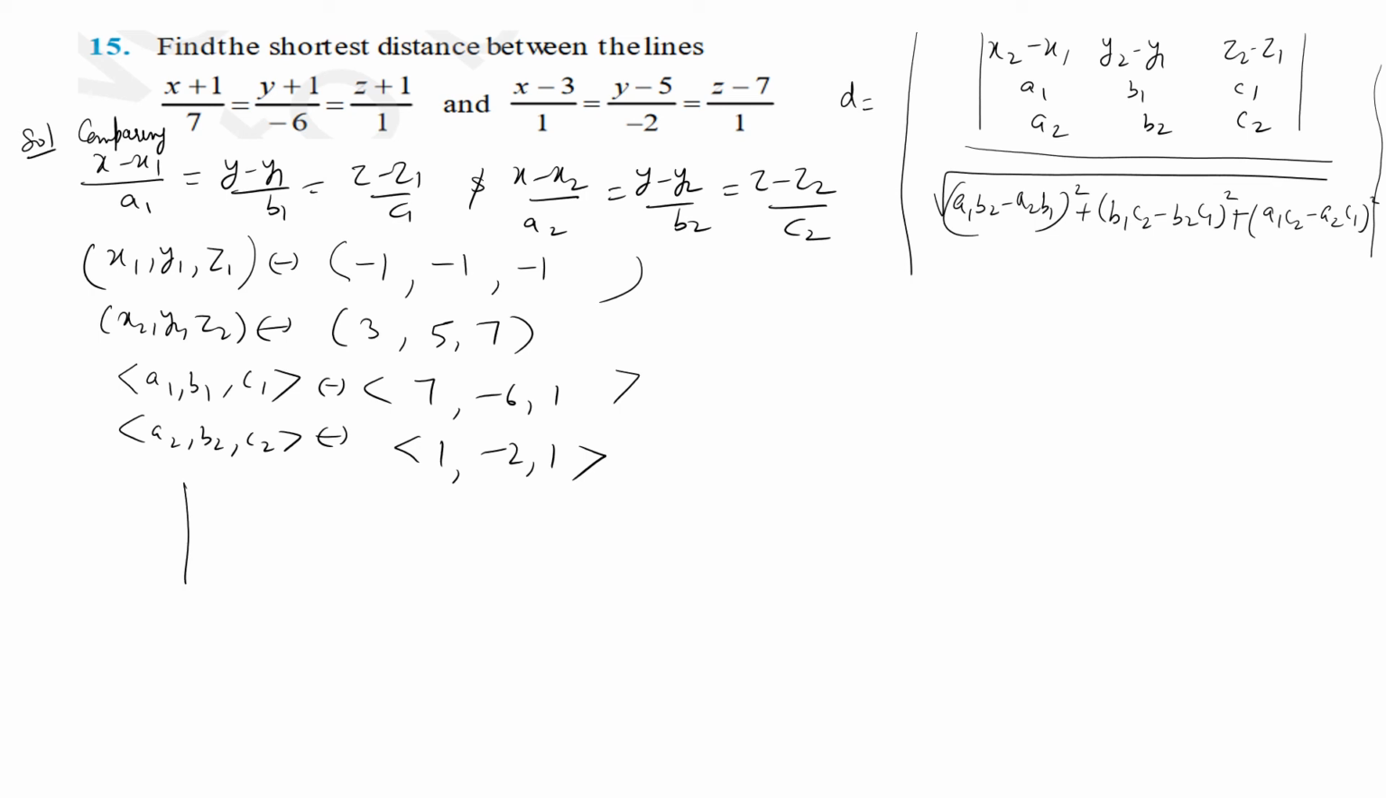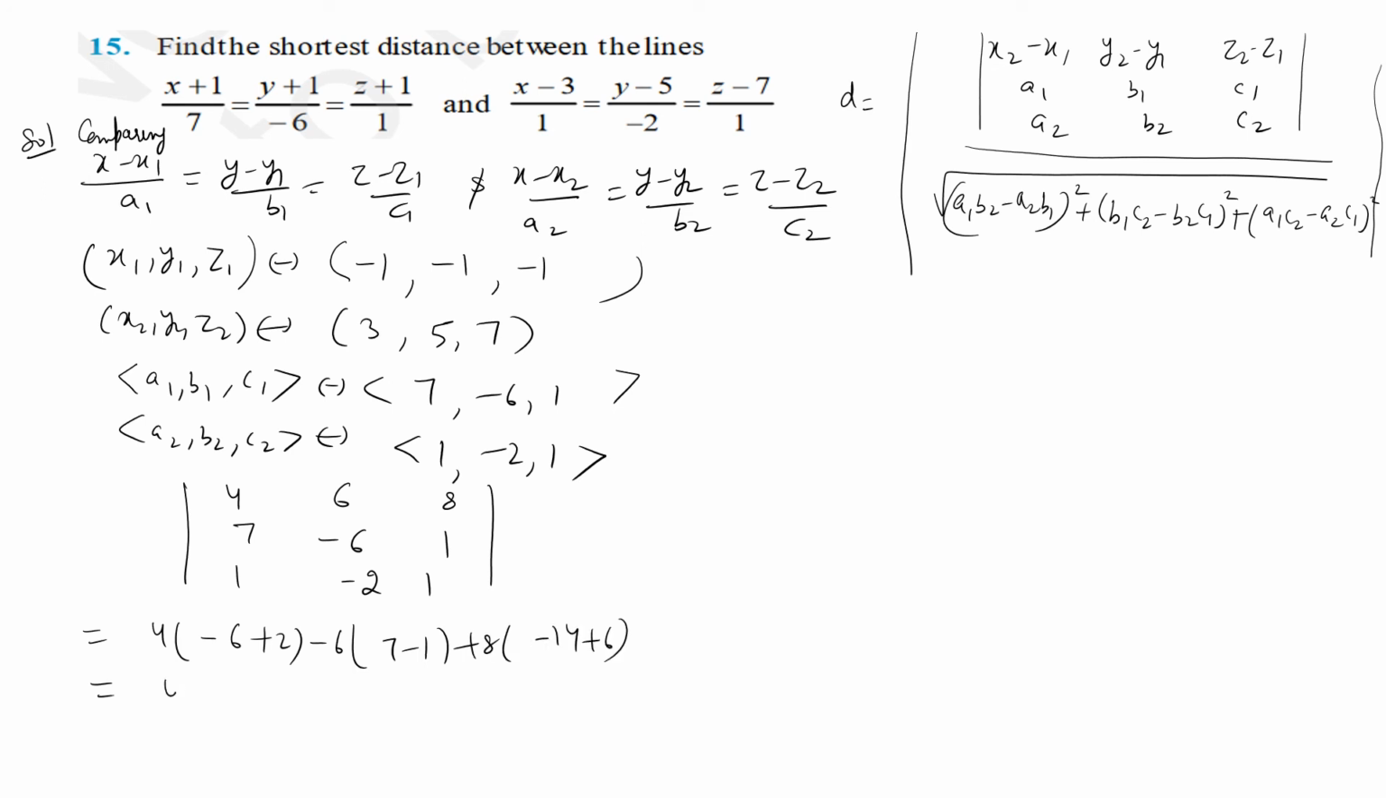So the determinant is your x2 minus x1. Let us put it directly, as the formula is written here, x2 minus x1. So this is 4. This is 5 plus 1, that is 6. 7 plus 1 is 8. Then a1 b1 c1 is 7, minus 6, 1, and 1, minus 2, 1. This is minus 6 plus 2 is minus 4, 7 minus 1 is 6, and 1 plus 7... it becomes 4 into minus 4, minus 6 into 6, plus 8 into minus 8. So this is minus 16 minus 36 minus 64.